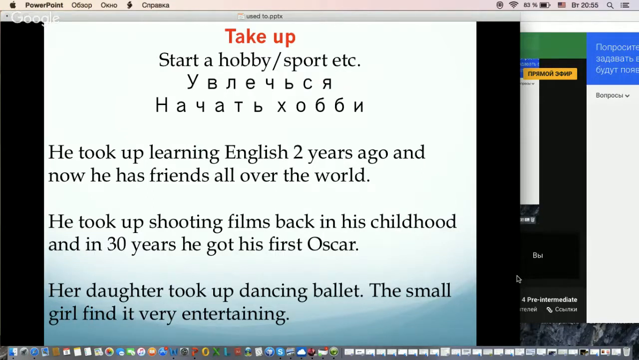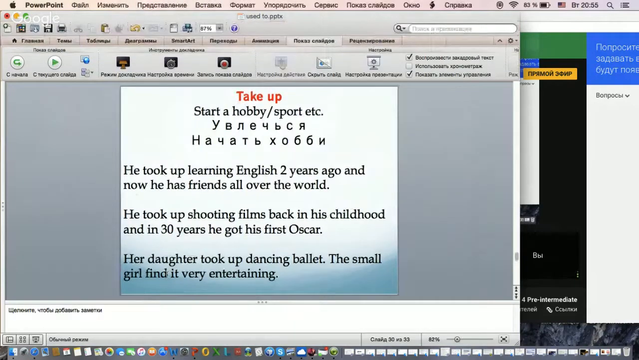Another example. Her daughter took up dancing ballet. The small girl finds it very entertaining. Ее дочка начала заниматься балетом, и маленькая девочка находит это увлечение очень интересным. Okay, now it is okay. And let's move on.